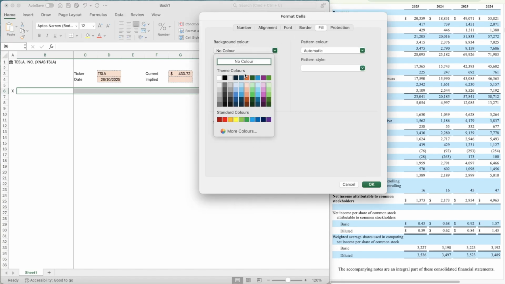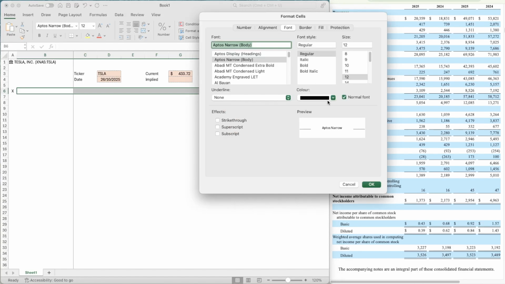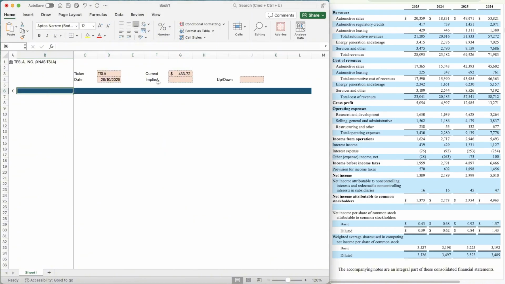And let's fill this with this navy blue. Go font and change that to white. We call this section assumptions. And this is going to be revenue segment, switches, then bear, base, bull. Just copy this down like that.